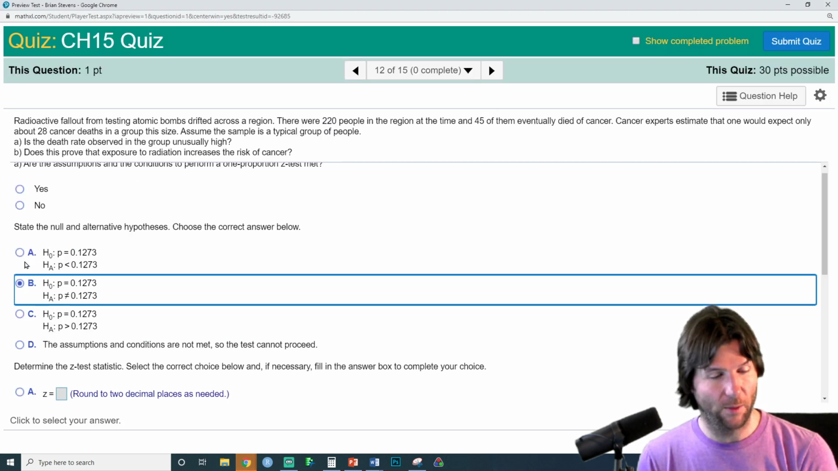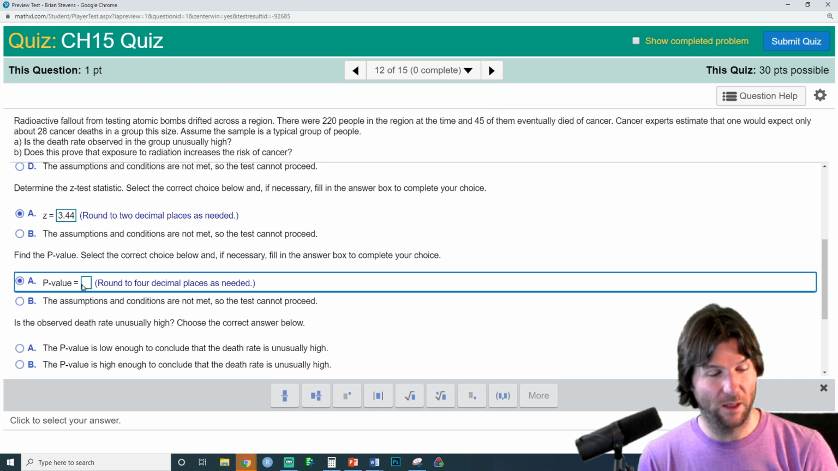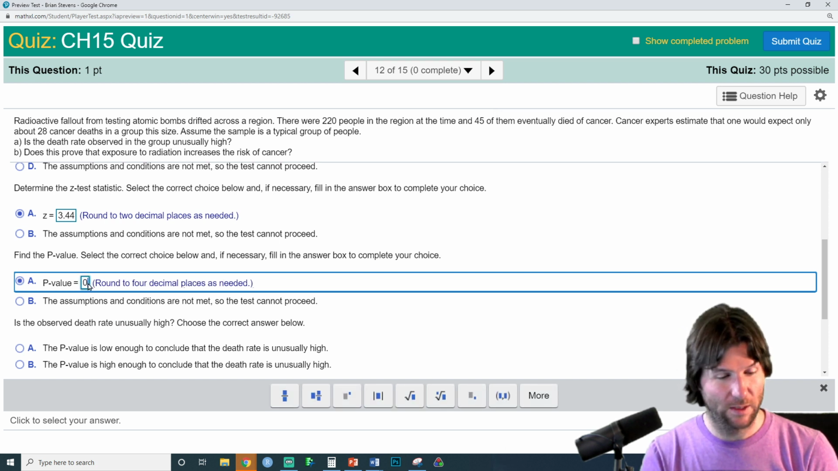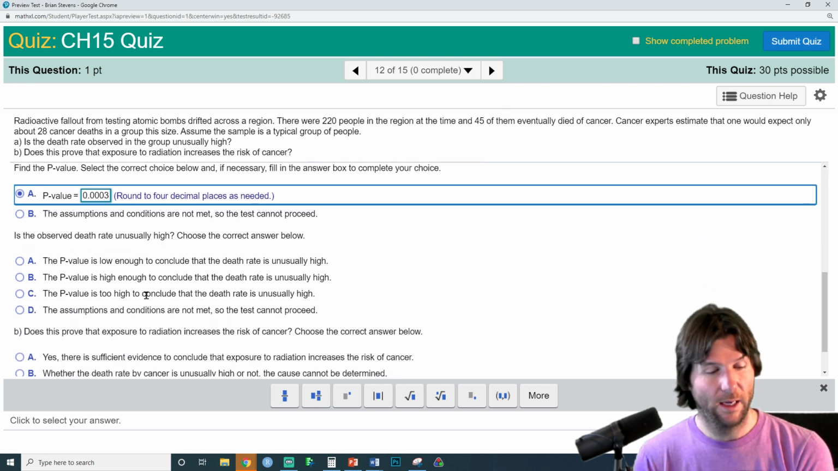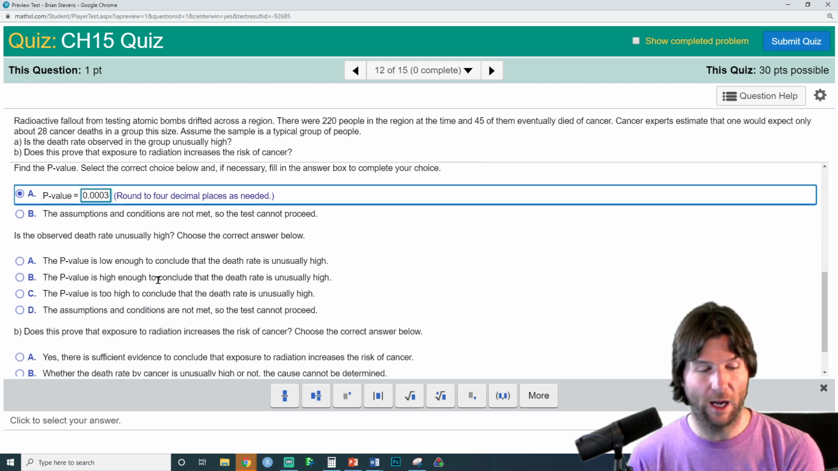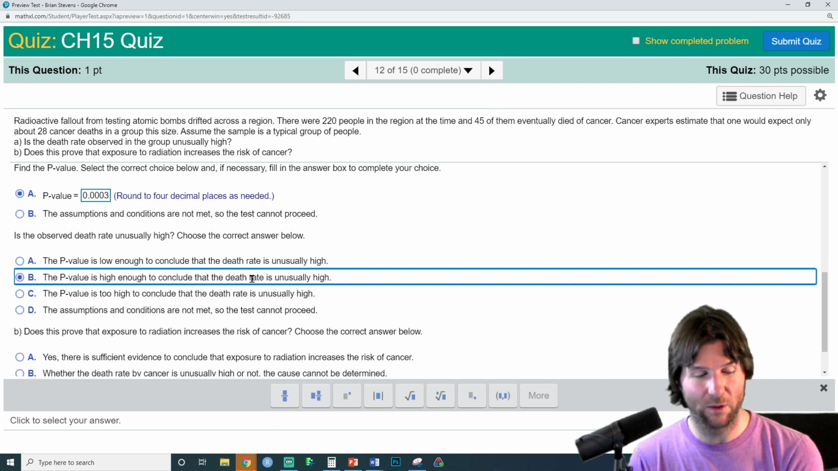So now we've got that we are doing greater than. We found a z-statistic of 3.44. We found a p-value of 0.0003, very, very small. And then is the death rate unusually high? The p-value is low, definitely, to conclude that the death rate is unusually high. Let's double check our wording right here. The p-value is too high. Or wait, the p-value is high enough to conclude that the death rate is unusually high.